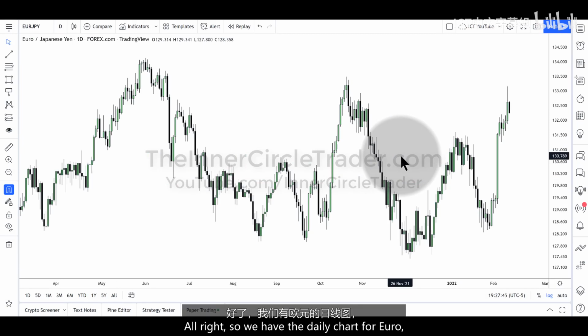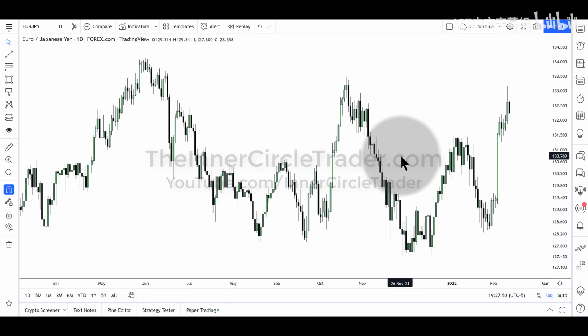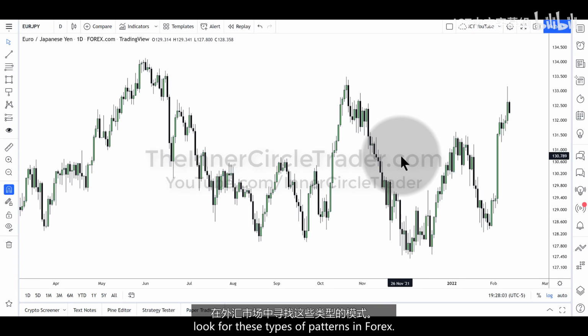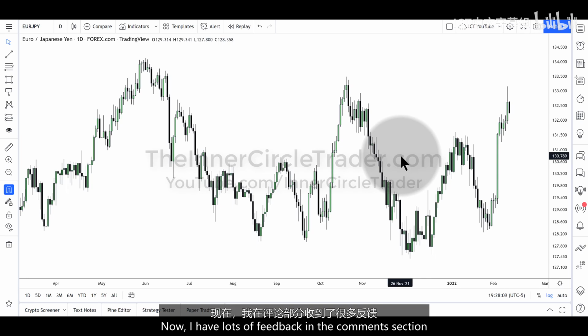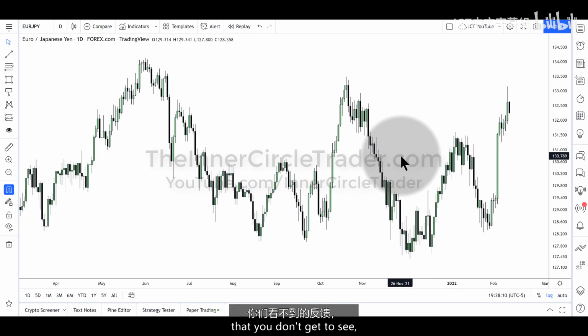All right, so we have the daily chart up for Euro Yen. Just so you know, I hate yen pairs. I can't stand them. But for the sake of completeness, this is how you would look for these types of patterns in Forex. Now, I have lots of feedback in the comments section that you don't get to see, but it's really just for me.